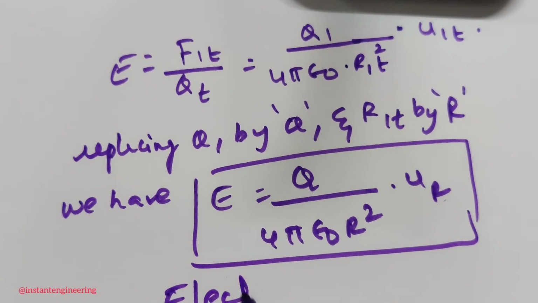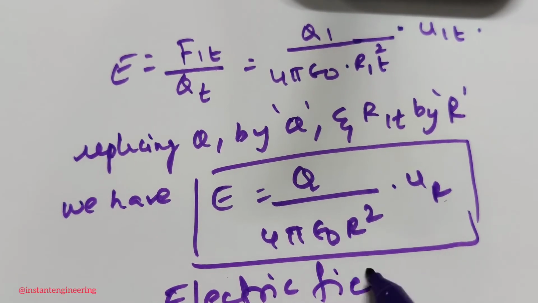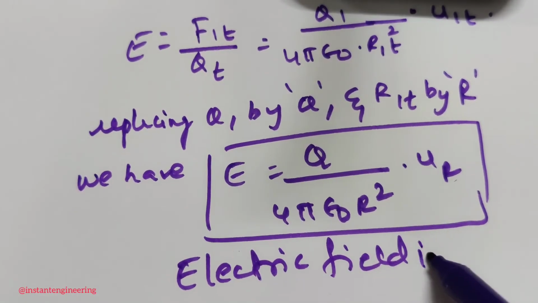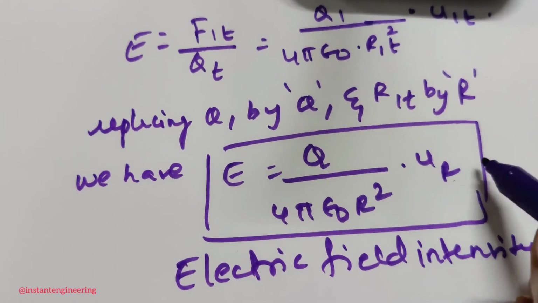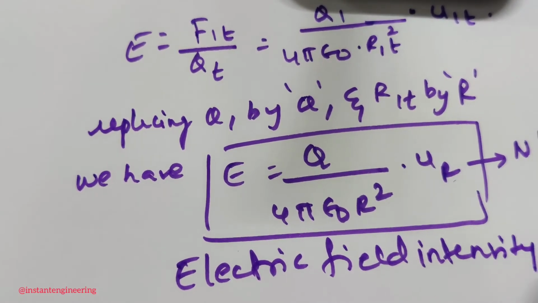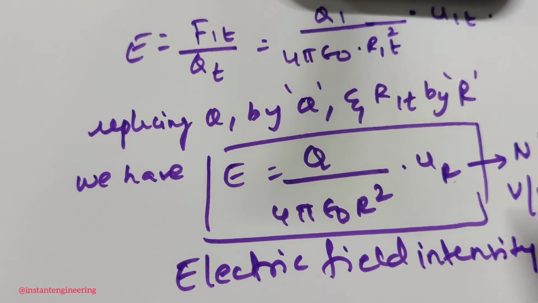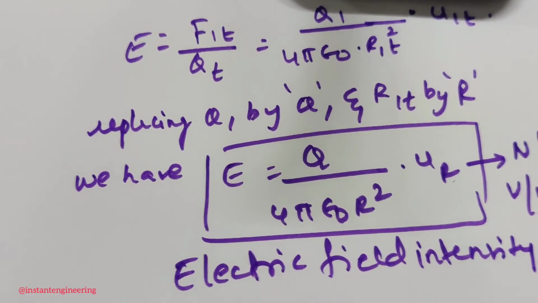Electric field intensity derivation. Alright, I think this is clear. So the units are Newton by Coulomb. Okay, it can also be written as volts by meter also. Okay, so I think this is clear.